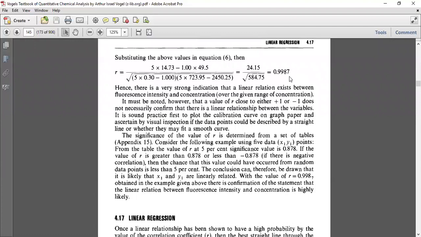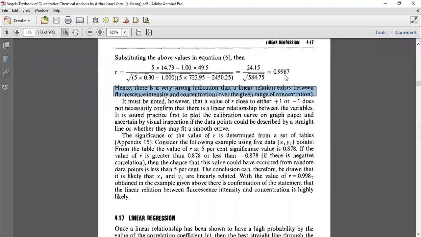That is very close to 1. Hence there is a very strong indication that a linear relationship exists between the fluorescence intensity and concentration over the given range of concentration. This is our justification.